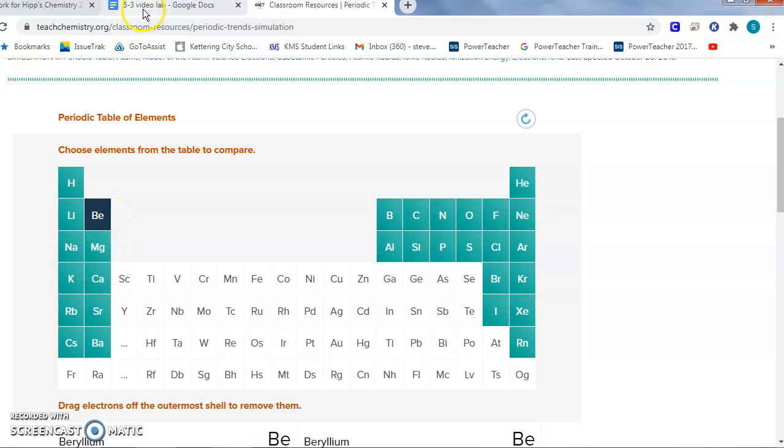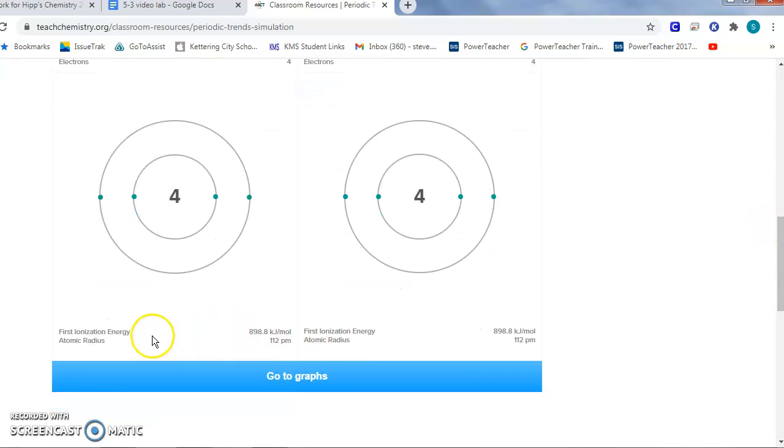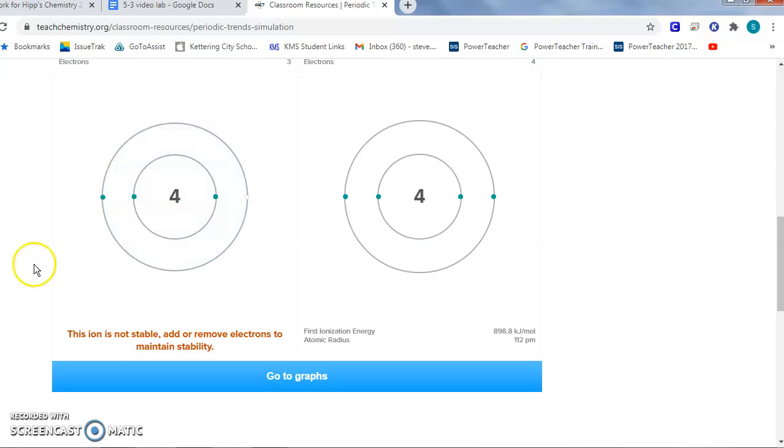Let's look at beryllium. Let's make sure we didn't, oh yeah, beryllium's not on there. So let's look at beryllium. I punched up beryllium. First ionization energy of beryllium is 898. Its atomic radius is 112. First ionization energy is the energy it takes to remove the first electron. So let's remove an electron from it. How do we do it? We click on the electron and we drag it off. And then you have to click that I dragged it off.